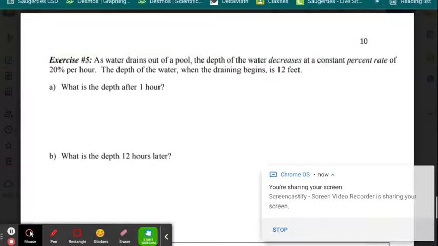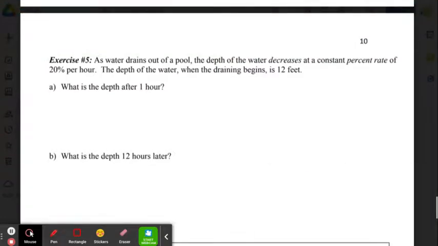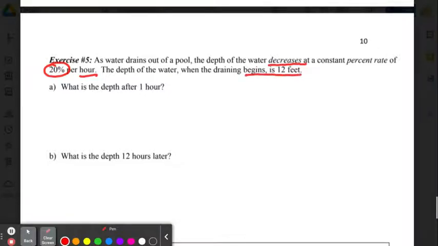Exercise number 5 says, as water drains out of a pool, the depth of the water decreases at a constant percent rate of 20% per hour. The depth of the water when the draining begins is 12 feet. So what I just did was I underlined and circled all of the important things.